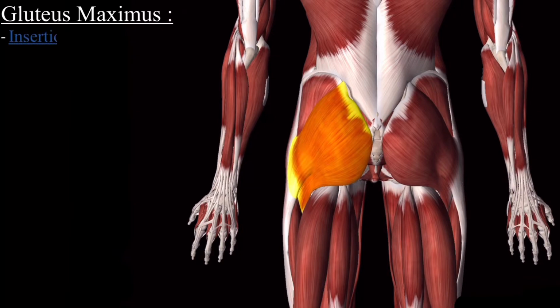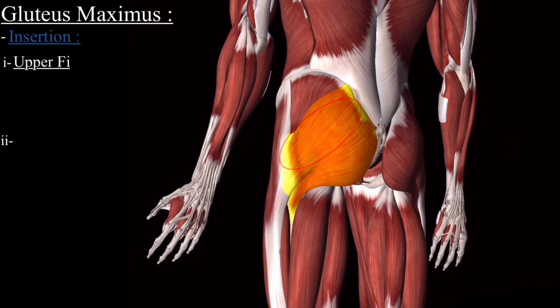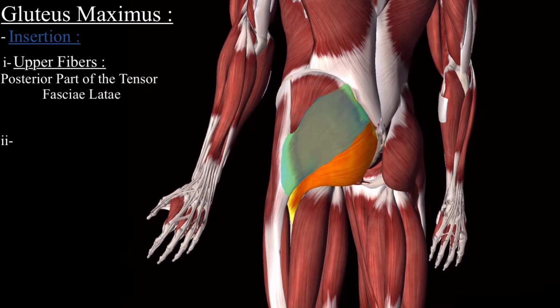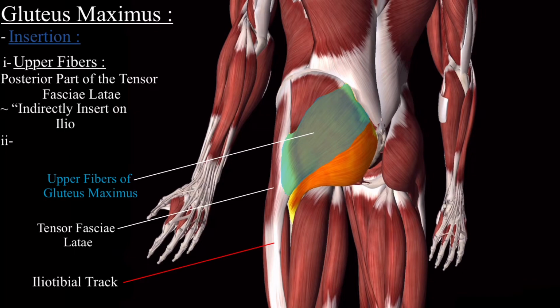Now we come to the insertion. It has two insertion points. The upper fibers of the Gluteus Maximus muscle insert on the posterior part of the tensor fasciae lata. That is, these fibers insert on the tensor fasciae lata, and the tensor fasciae lata in turn inserts on the iliotibial tract. So we can also say that the Gluteus Maximus muscle indirectly inserts on the iliotibial tract.